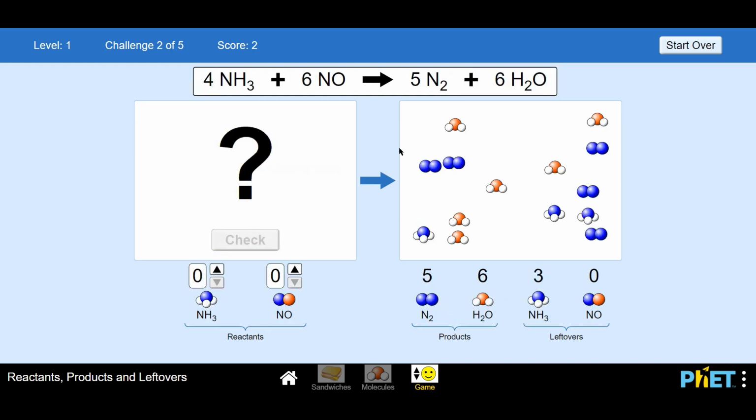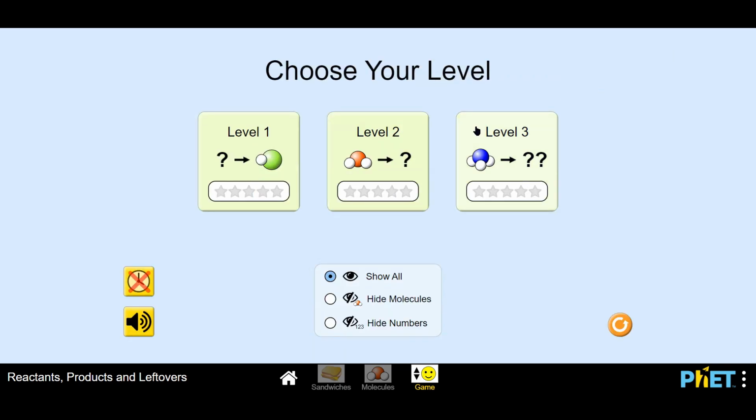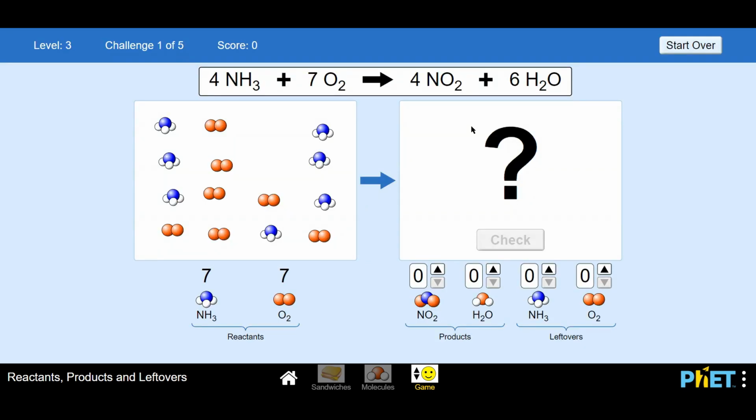This would be the same sort of thing, but now I've got a different reaction. It looks like it's a little bit more difficult, but I still just need to count all of the atoms on the right and try to figure out how many of each type I would have on the left. So now we're going to go back, and instead we'll look at one on level 3. I think level 3 mostly has the givens, the things that are already on the screen, on the left, and you have to predict what is happening on the right.